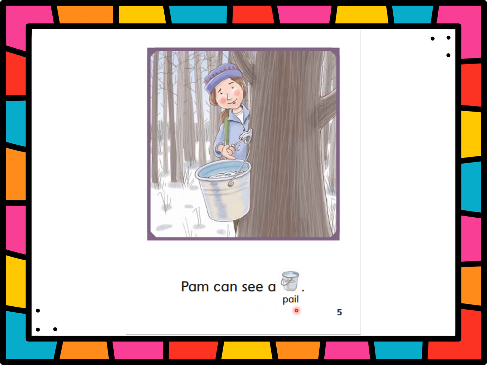Now I thought that was a bucket, but I noticed the word, it starts with a P. So I have to think, what's another word for a bucket that starts with a P? Pail. Let's reread this now that we know the word pail. Ready? Pam can see a pail.